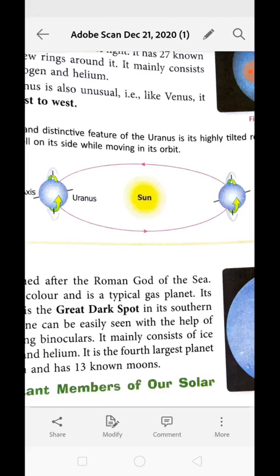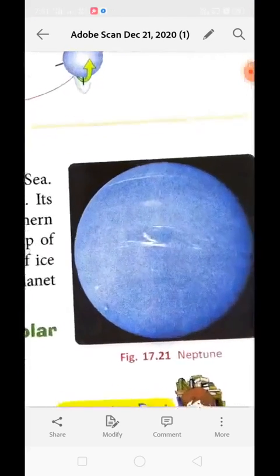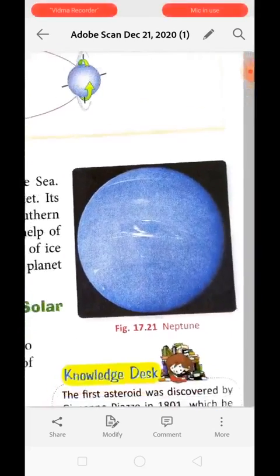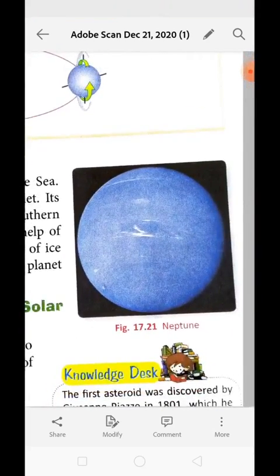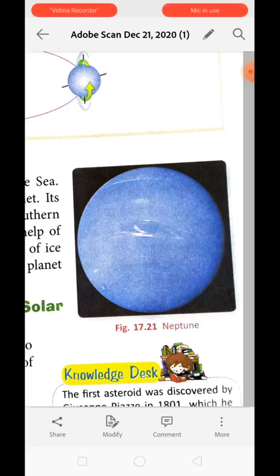Okay, now next is Neptune. This is Neptune. The planet is named after the Roman god of the sea. Okay, it appears blue in color and is typically a gas planet. Its prominent feature is the great dark spot in the southern hemisphere.